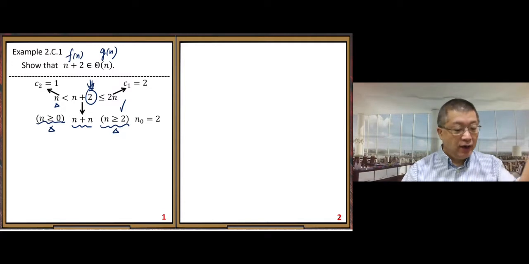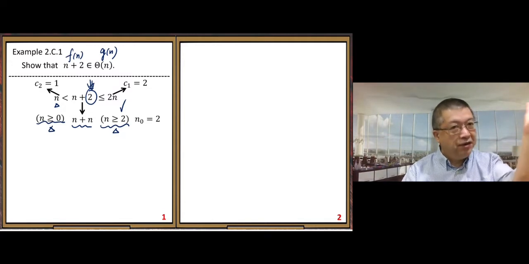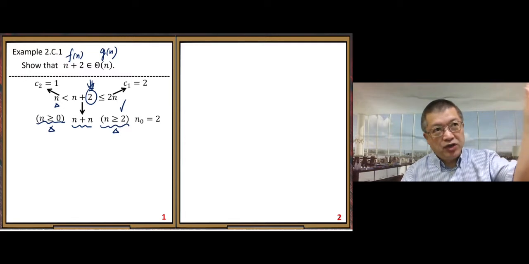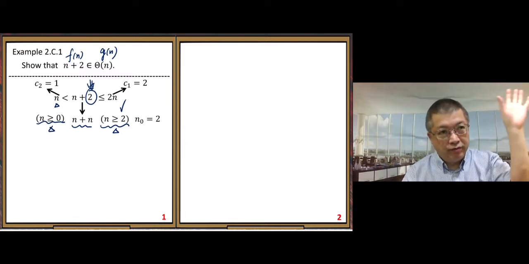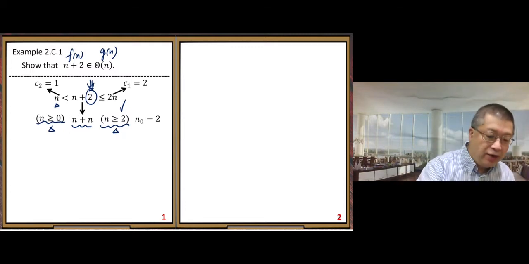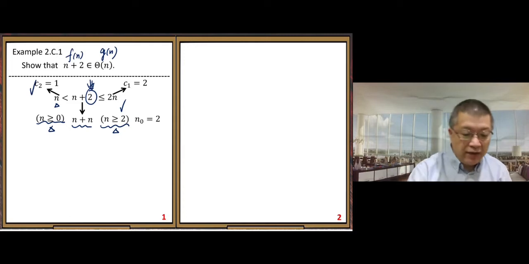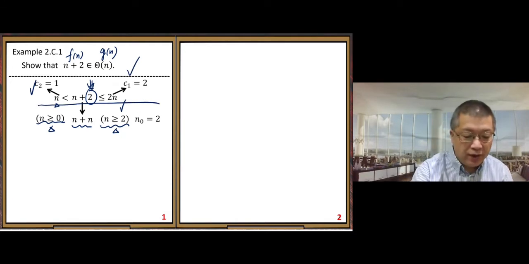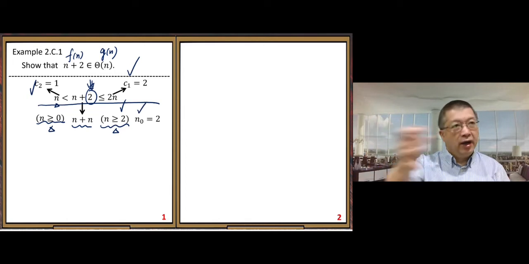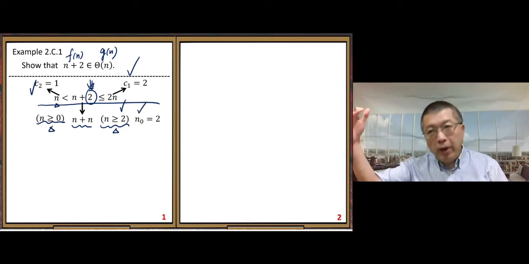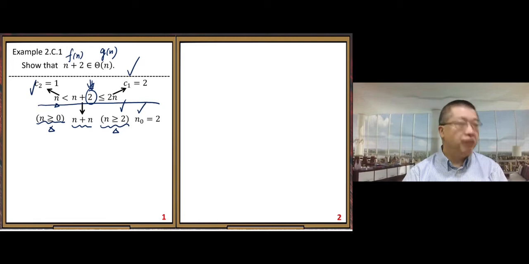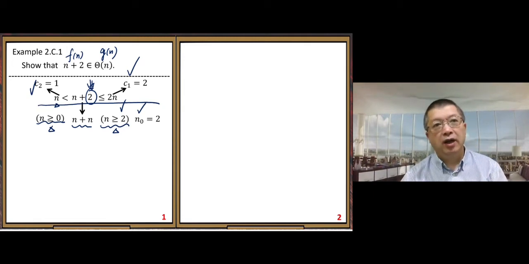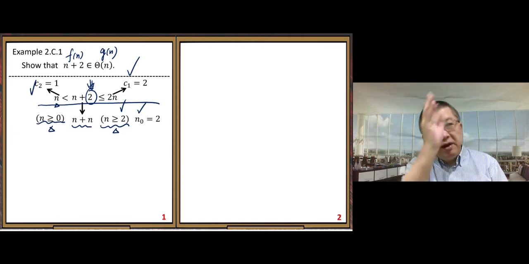So how do you prove it by definition? When I ask you to prove by definition, you need to find the C2 constant, then find the C1 constant, give me the inequalities, and also give me the n0 value. If you give me all these important pieces, then you solve the problem.